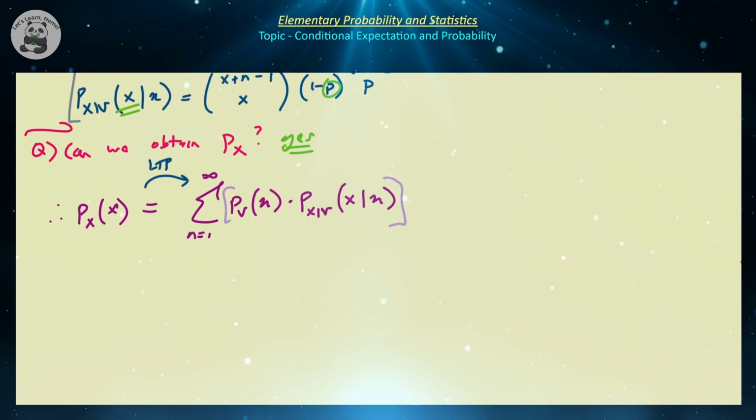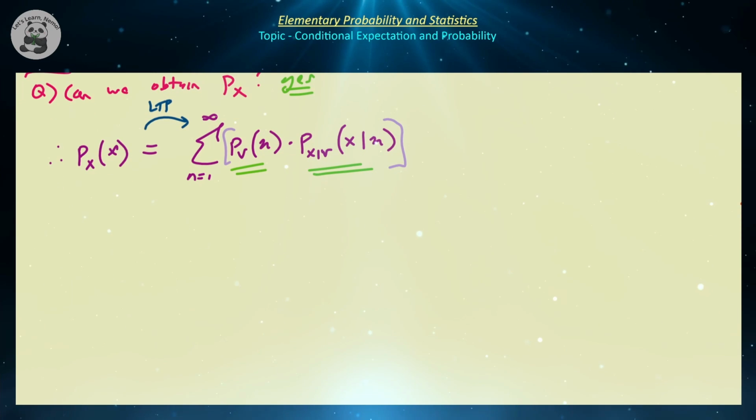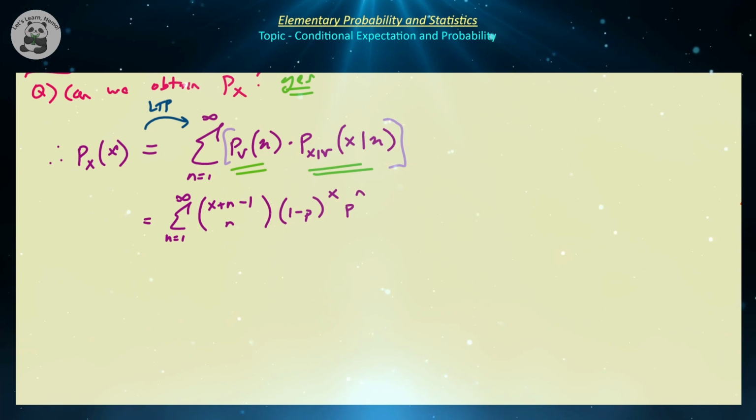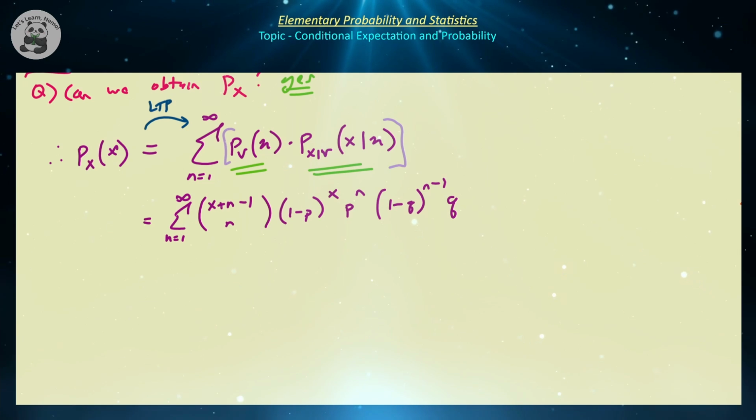Now I'm just going to plug in these particular probability mass and conditional probability mass functions directly. So what are we going to have? We're going to have the sum from m equal to 1 to infinity of (x plus m minus 1 choose x), and then (1 minus p) to the power of x, p to the power of m, (1 minus q) to the m minus 1 times q. Now what I'm going to look at is everything that has m in it.